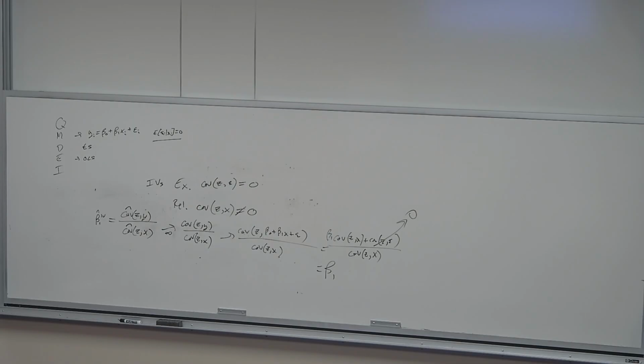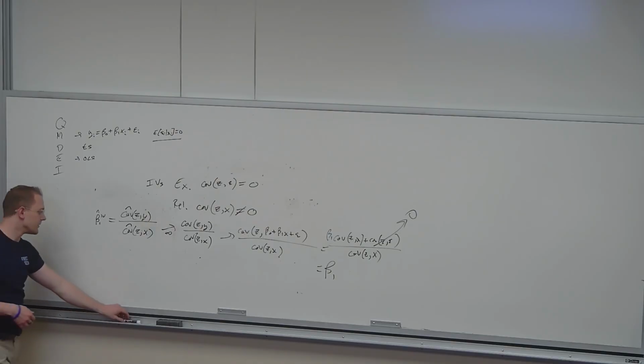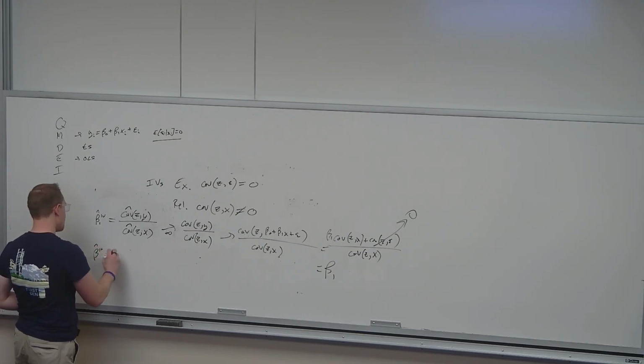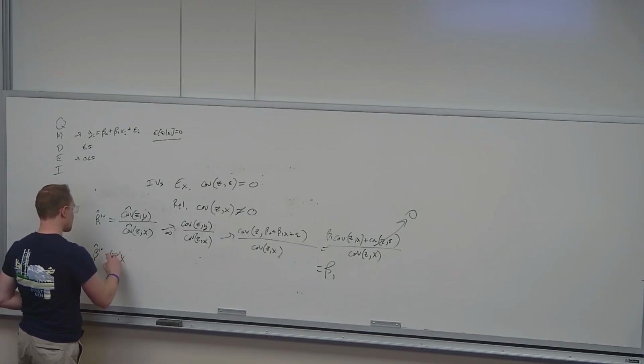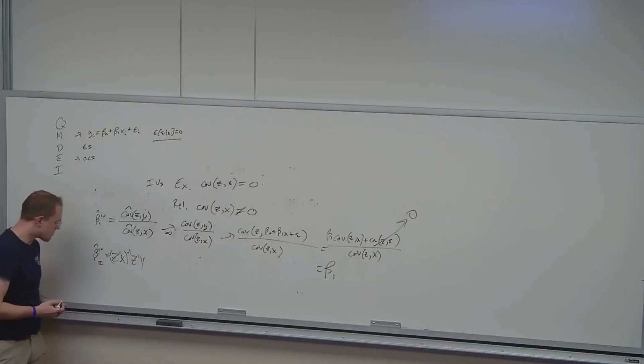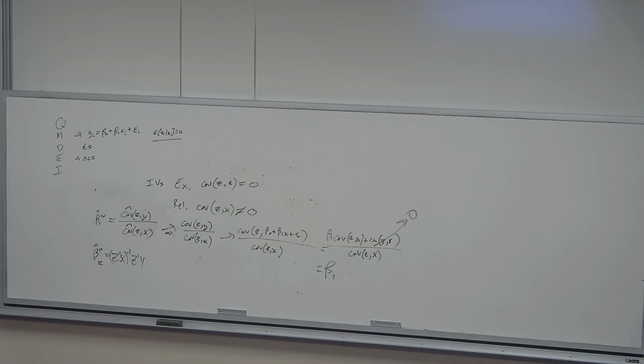What else do I want to say about IVs? You know that in the matrix case, your beta hat is going to be Z transpose X inverse Z transpose Y. I guess that's when you're just identified. That's the matrix version of that. There was a proof for that one too, right?